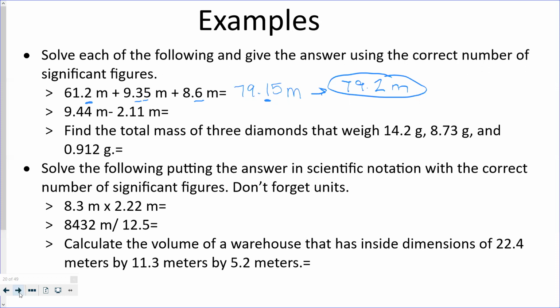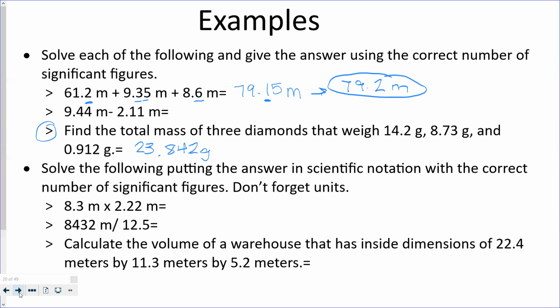Let's skip the next one and do the more word problem one, where it says find the total mass of 3 diamonds that weigh 14.2 grams, 8.73 grams, and 0.912 grams. If you add those 3 in the calculator, it gives you a total mass of 23.842 grams.